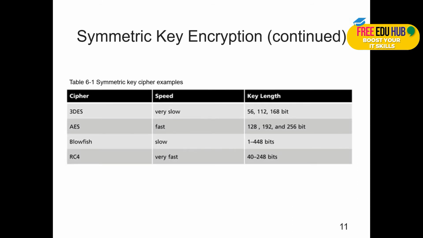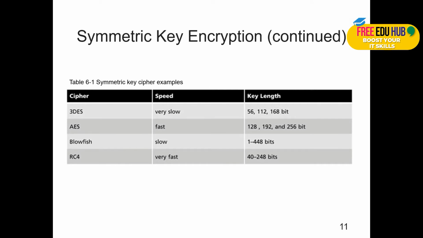Now these are the different algorithms or ciphertext examples. We have Triple DES, then AES, then Blowfish and RC4. They are just algorithms. For the sake of information, try to understand that Triple DES is very slow because it deals with the text in blocks. So it would take a block, convert it into ciphertext and then encrypt it, and it would do it 3 times.